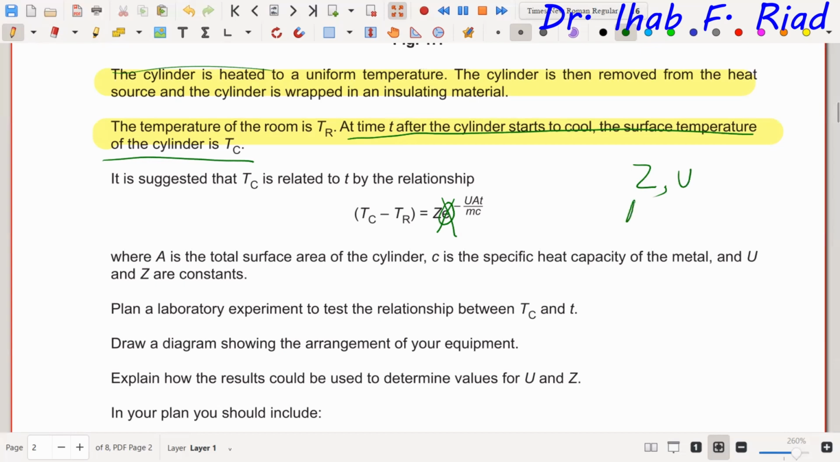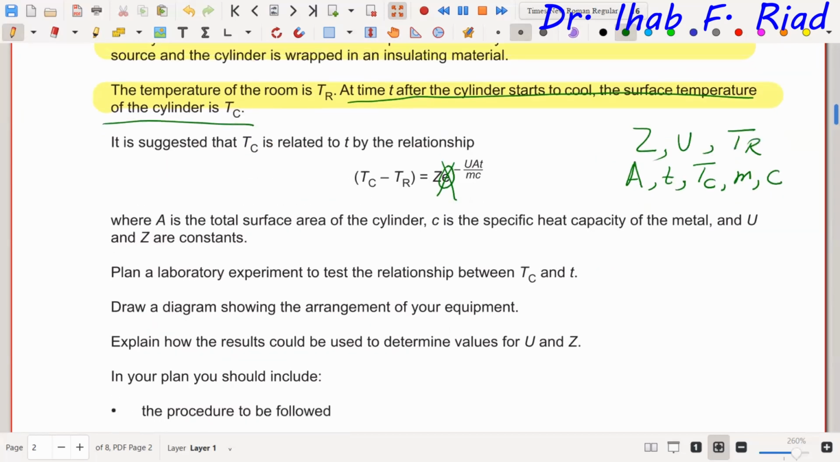A, capital A. T. We said, okay, T, capital T. M, capital M, right? Or small m. What else? C, right? So Z, U, A, T, C, M, and we have TR, right? Yes. Okay.